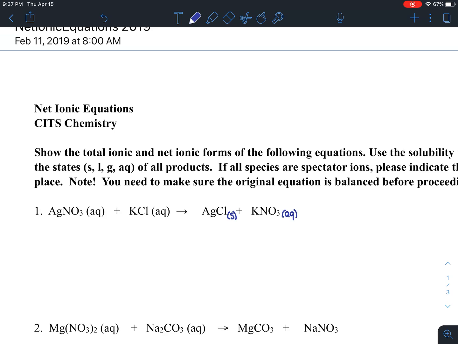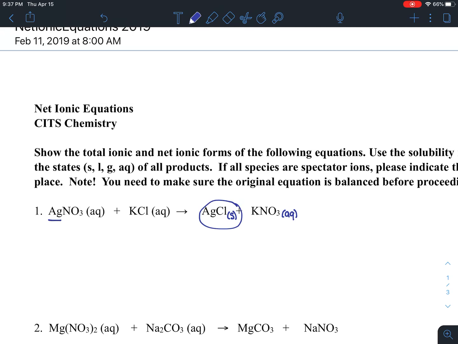So if I look at my solid, it is untouchable. I can't break that apart. It's not going to be floating around as individual silver and chloride ions in solution once the reaction has occurred. So I can't do anything with that. But what I can do is I can look at the aqueous solutions and find anything that's the same but on opposite sides of the equation, and I can cancel those out.